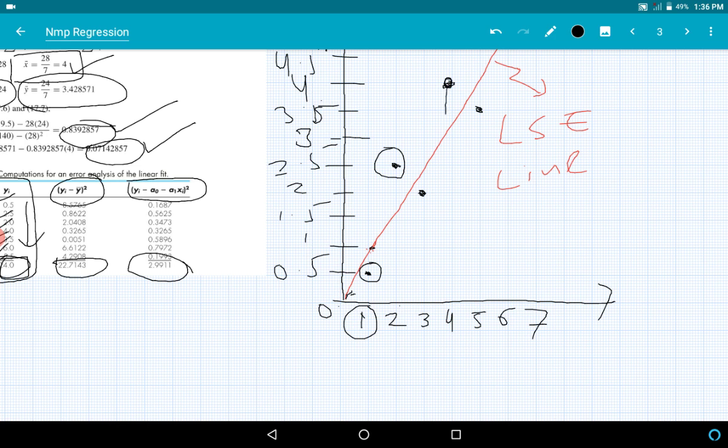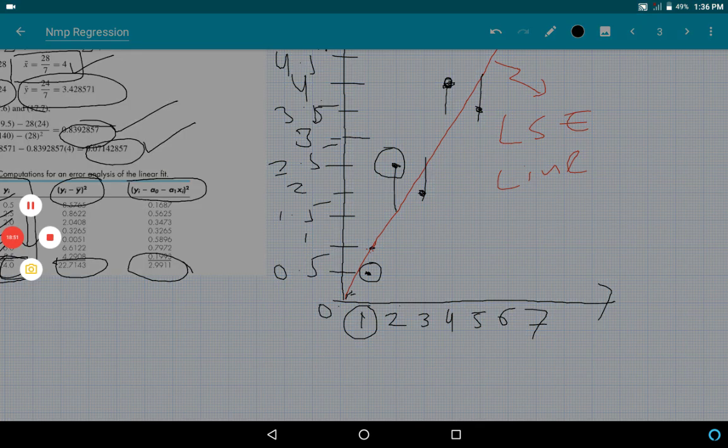Now here these are the actual errors, but still this line will give us the minimum sum of squares error. So guys, this is all about linear regression using the LSE technique.